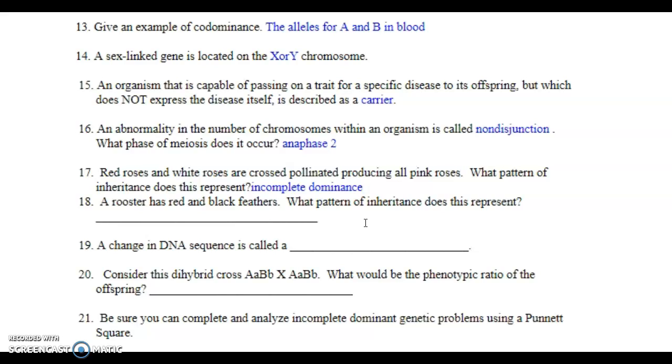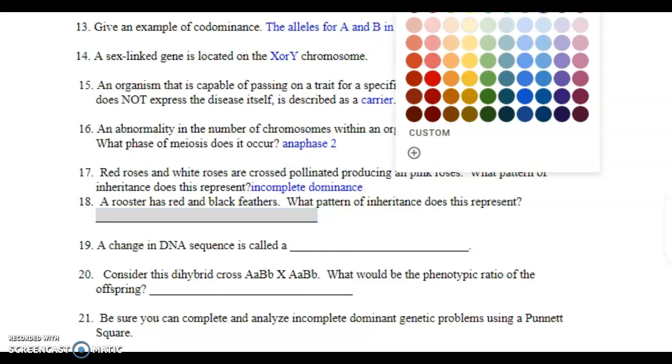Number 18, a rooster has red and black feathers. This pattern of inheritance represents what? The red and black didn't blend to make, I don't know, brown or something. The red is totally showing up. The black is totally showing up. The red is dominant in its place. The black is dominant in its place. They are being dominant together. This would be an example of codominance.